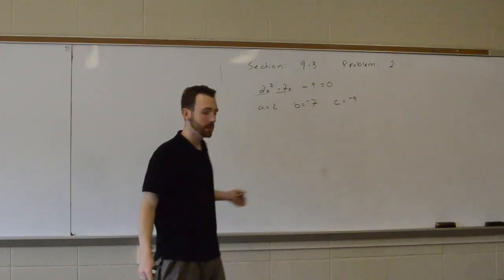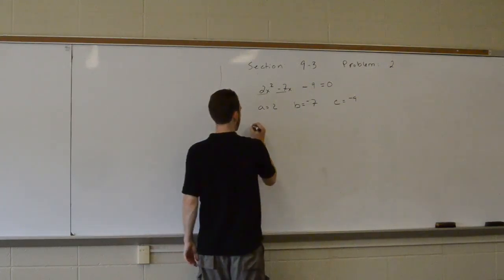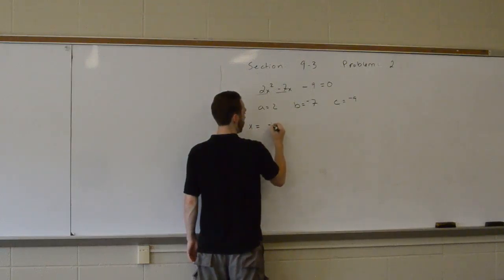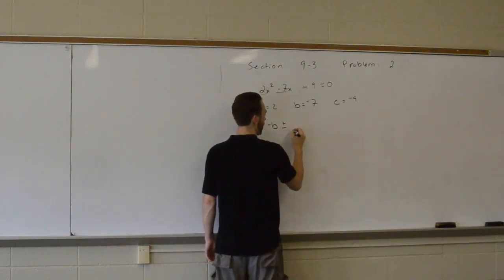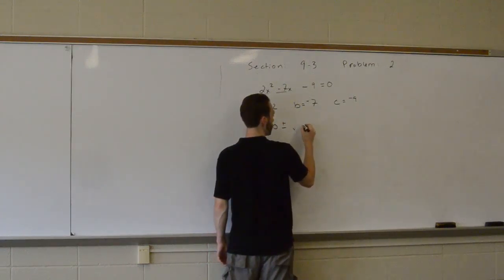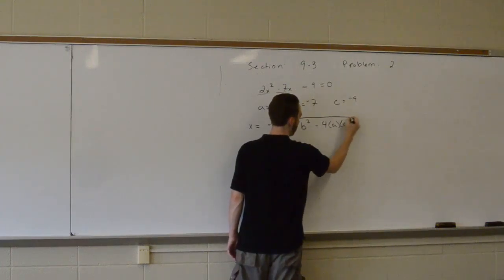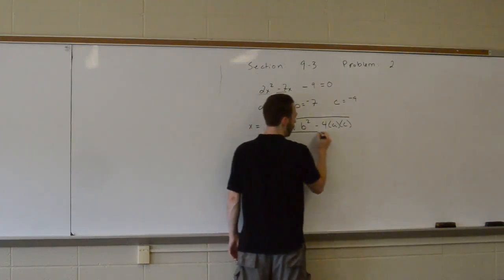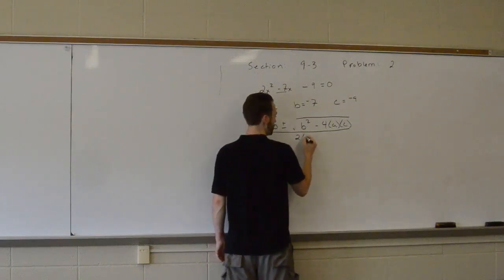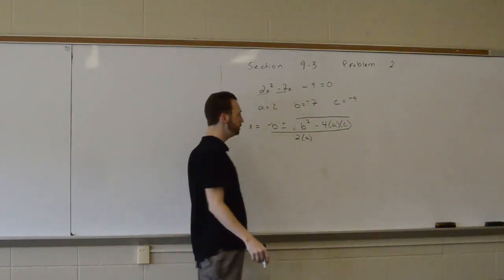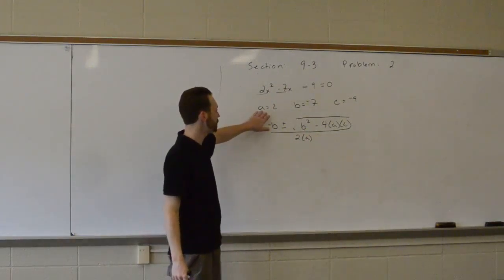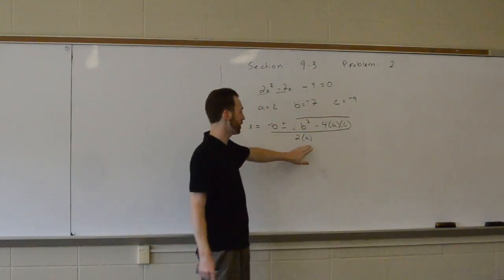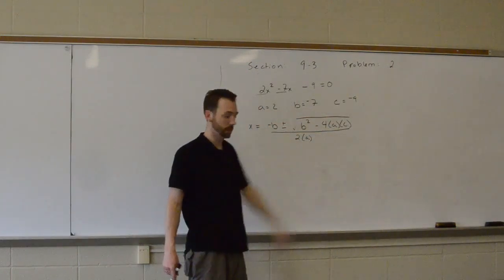We then need to plug these into the quadratic formula. So x equals negative b plus or minus the square root of b squared minus 4 times a times c. All of that is under the radical. And then the whole thing is divided by 2 times a. Now we need to substitute a, b, and c with their signs in for each one of these.